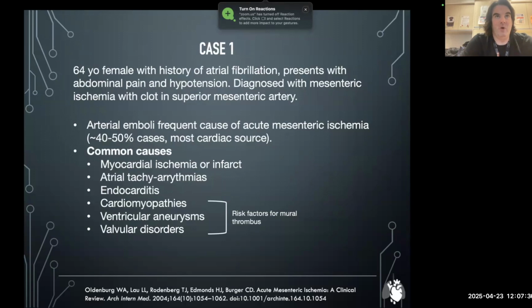Some of you may already know where I'm going with this, but some common causes of why people have clots in the systemic circulation. Obviously, things like MI or infarcts, atrial tachyarrhythmias like atrial fibrillation or flutter, endocarditis, cardiomyopathies, especially when they have a significantly reduced LV function, ventricular aneurysms, and valvular disorders. These are just some of the common causes. This is not an extensive list, and these ones here are just risk factors for mural thrombus, so thrombus that's a little more flattened out against the LV wall.